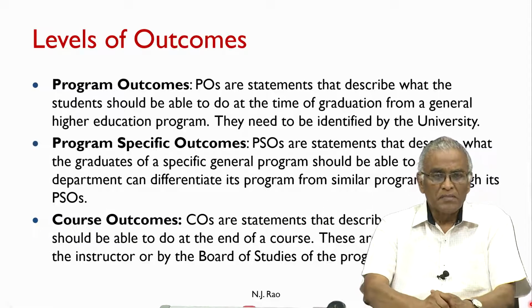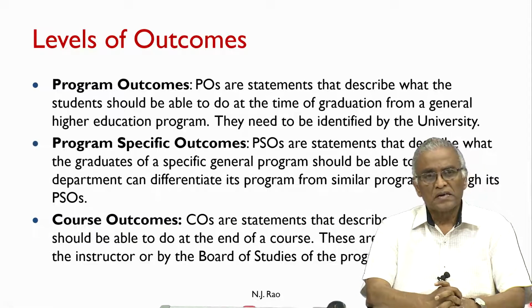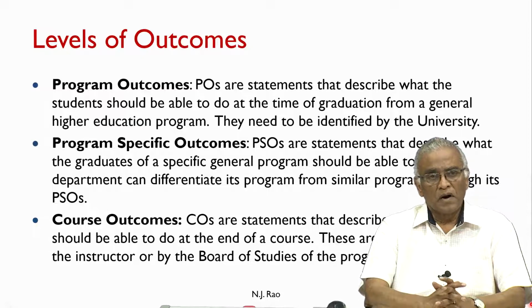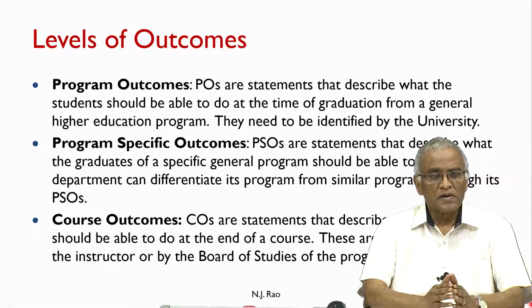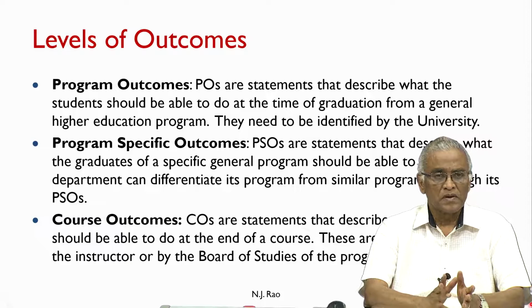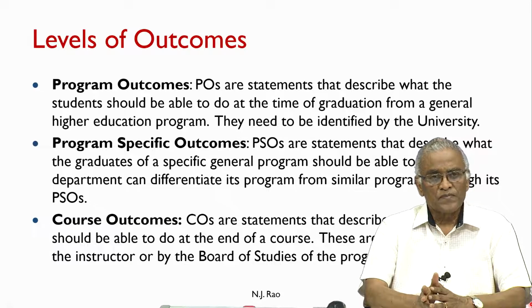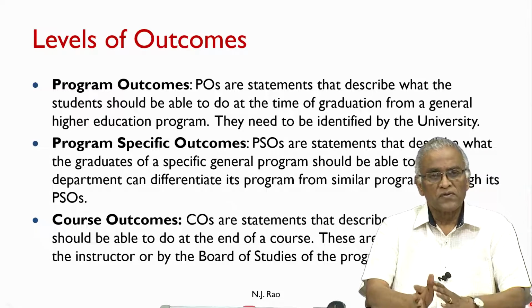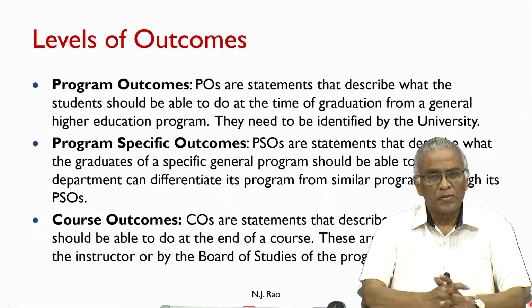Now, we have already mentioned, we will once again mention that there are three levels of outcomes. One is at the program level, not just one program, but all the undergraduate programs offered in an academic institute. The institute could be an autonomous institute or a university. For an affiliated college, the university identifies the program outcomes and the affiliated college will have to operate under the program outcomes identified by the university bodies.